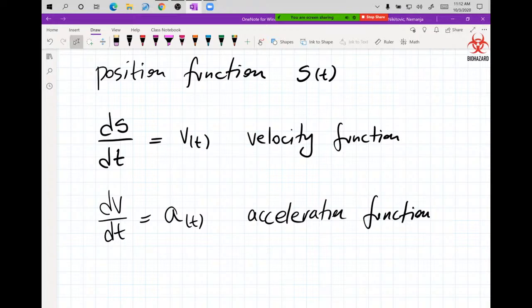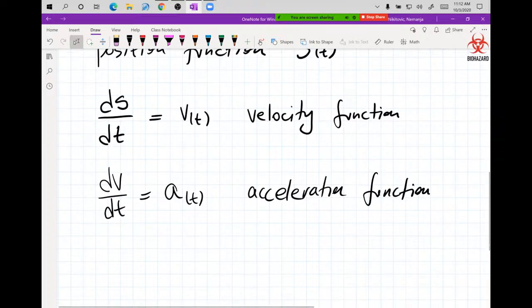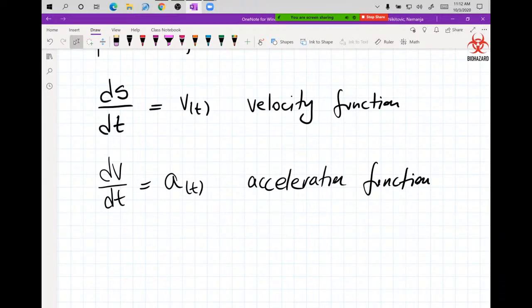These are the things that you have to understand: there is a position function that is some kind of a function that measures the distance from where you started, and then you can calculate the velocity function and you can calculate the acceleration function. There is also another one. The change in acceleration is called jerk. So you can also do that. dA/dt is equal to j(t).